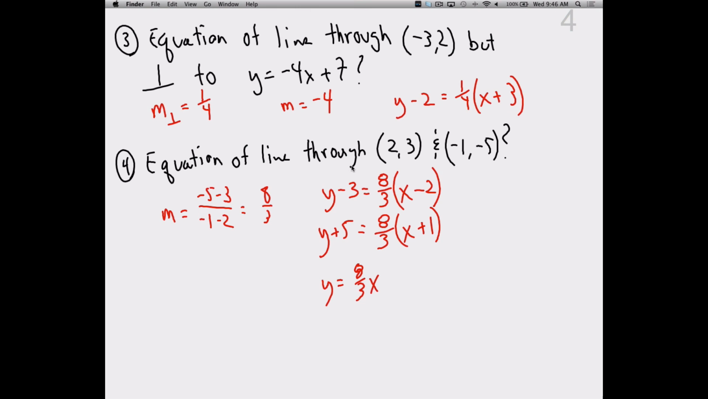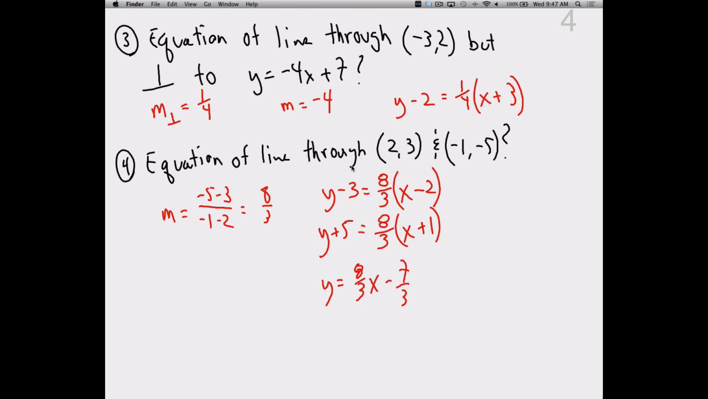Morgan, what do you got? I didn't get it. Emily? I didn't get it yet. Grace? Y equals 8/3 x minus 7/3. Minus 7/3? Yeah. Well done. Good.